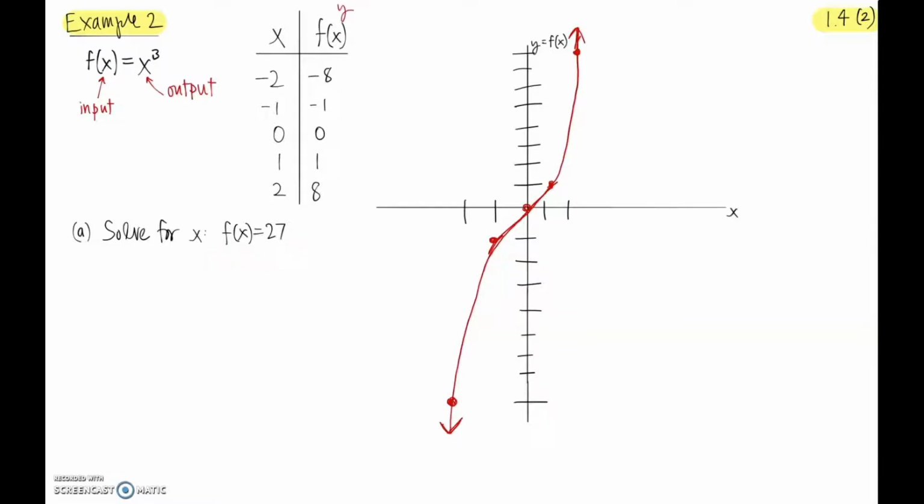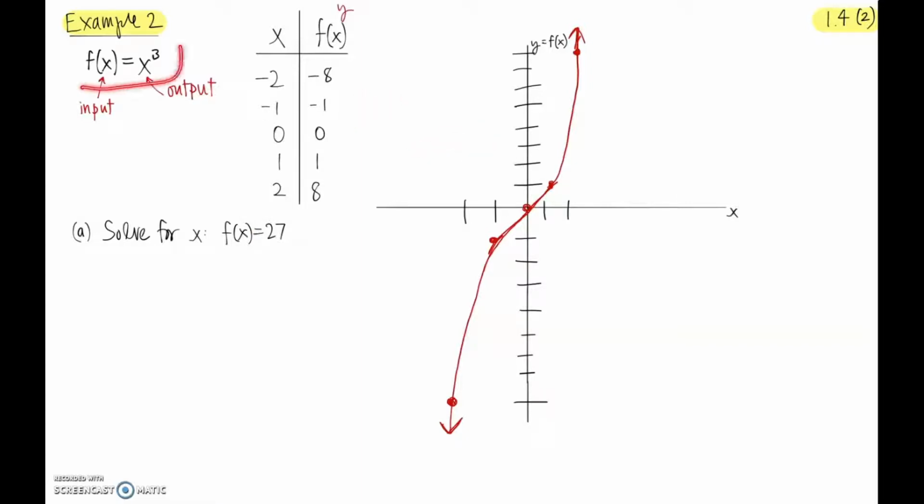What does everything represent? So this is our input value. So this is the part we don't know. This is our output value here, the 27. And so this is the part we do know. What is our x when our output is 27? So gosh, it's not even on this graph, it's not even on this table.